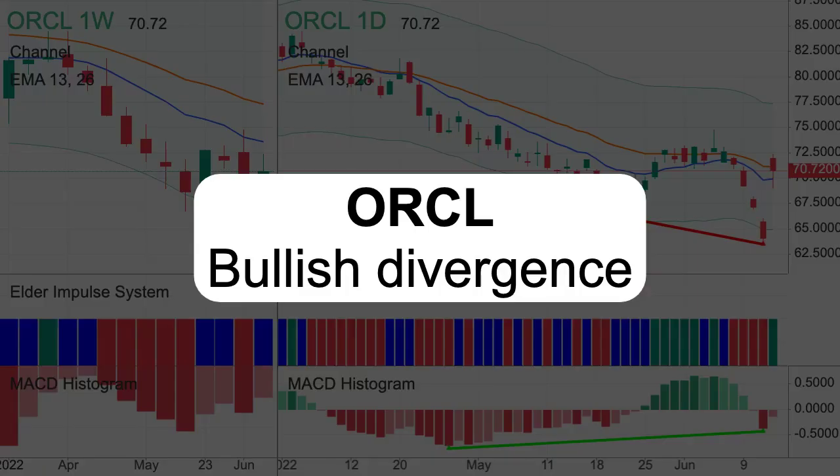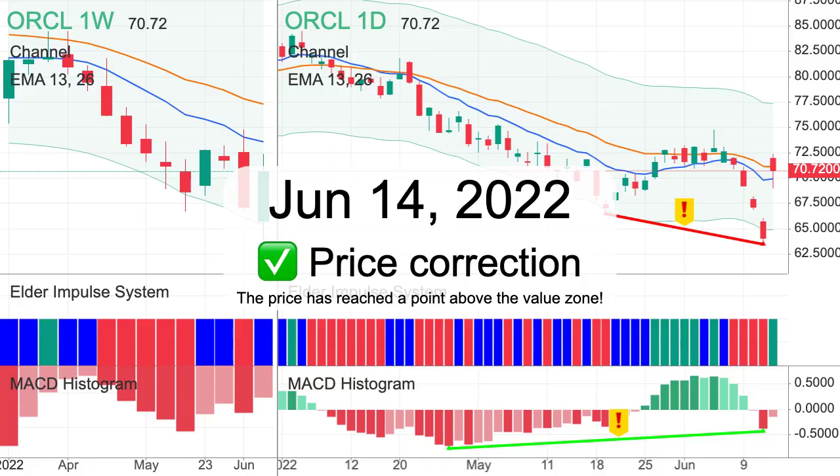Let's consider the stock of ORCL Corporation. On June 14, 2022, a bull divergence formed in a downtrend. This is a strong buy signal. There is a first light bar on the histogram. Are you ready to submit a buy order?